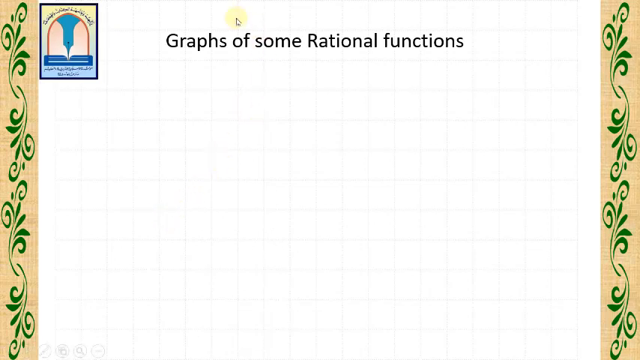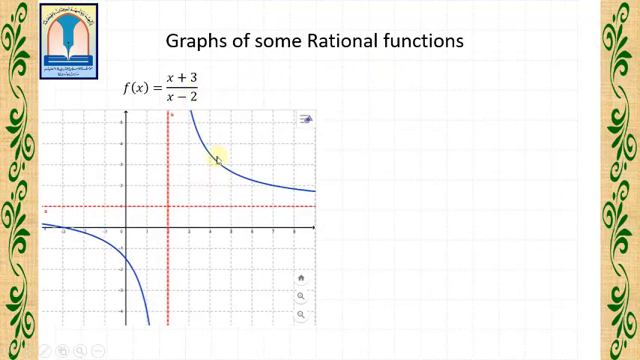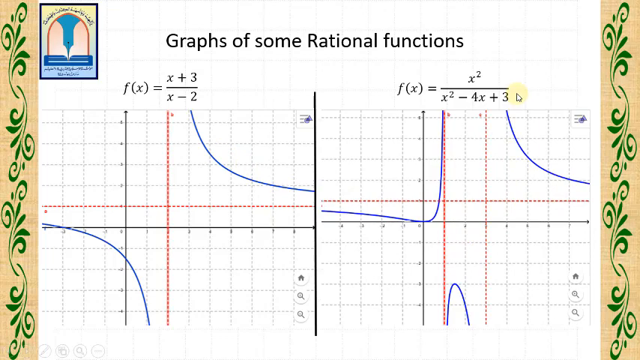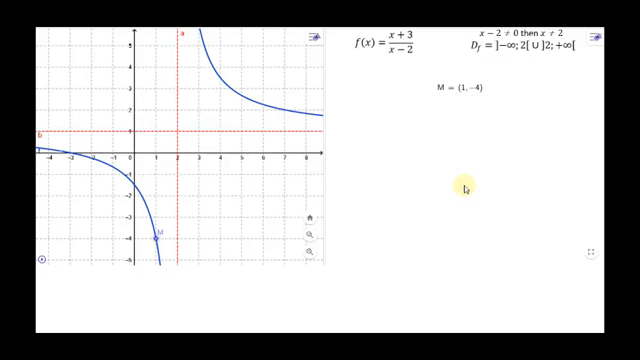Let us see the graphs of some rational functions. This rational function has this graph, and this is the graph of another rational function. Now this is the curve of the first function f. It has equation (x plus 3) over (x minus 2). Note that x minus 2 is different from 0, then x is different from 2. Then the domain of definition of this function f is from negative infinity to 2, open, union 2 to plus infinity.